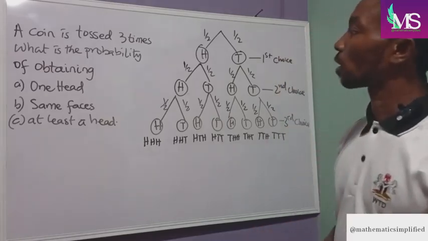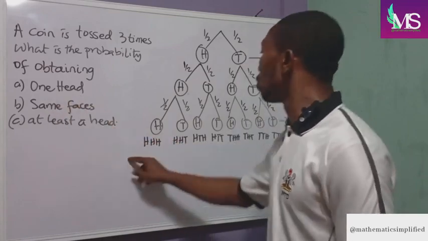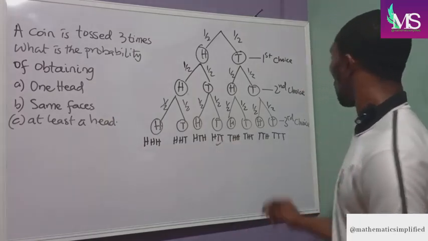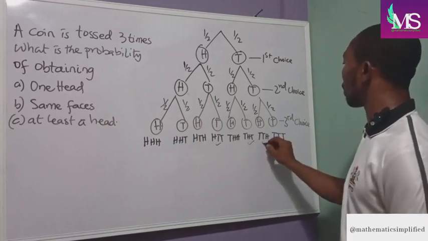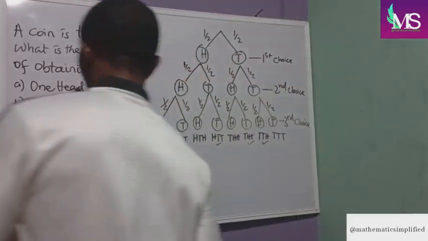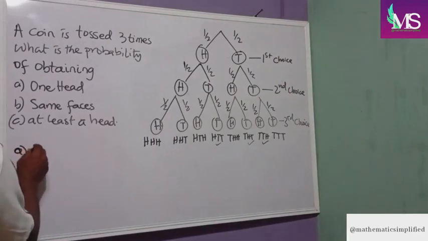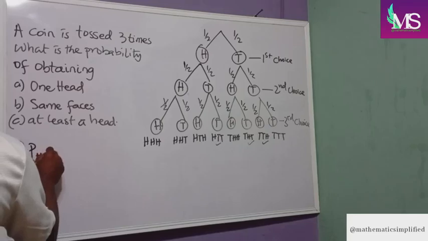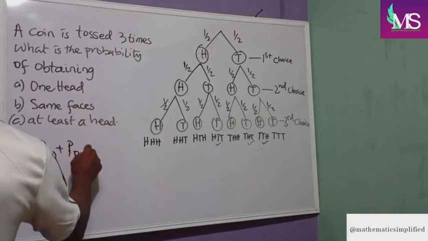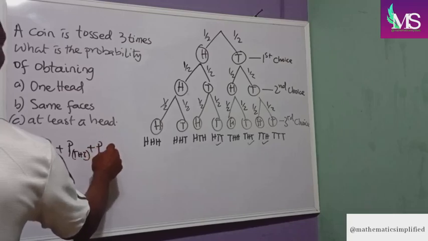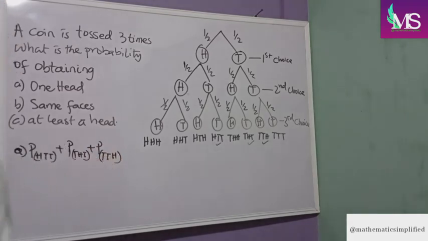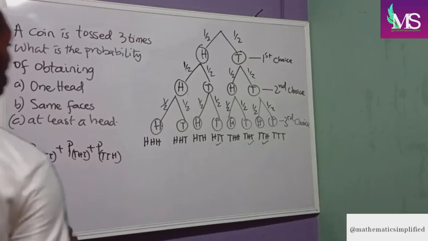Okay, now let's look at our question. It says obtaining one head. So out of this, where do we have one head? We have our one head here, and we have one head here. We have another one head here. So this will become, for our question A, probability of head, tail, tail, plus probability of tail, head, tail, plus probability of tail, tail, head. Since they're asking for only one head.